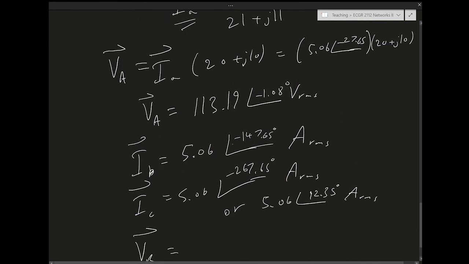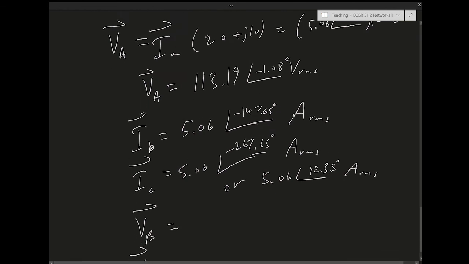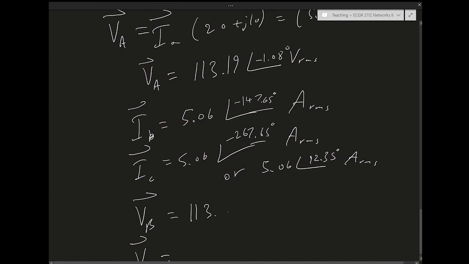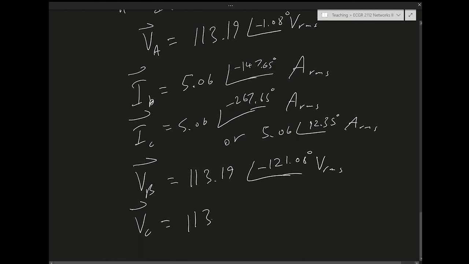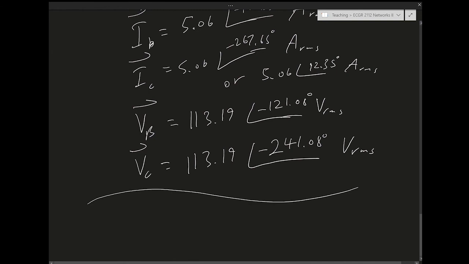And then what about the voltages at the B and C loads, VB and VC? Well, I take what I calculated for VA and I just subtract 120 first, and then another 120, or add 120 if I wanted to. So I end up with the same magnitude, 113.19 at minus 121.08 degrees VRMS, and then 113.19, another 120, at minus 241.08 degrees VRMS. And this concludes this example.